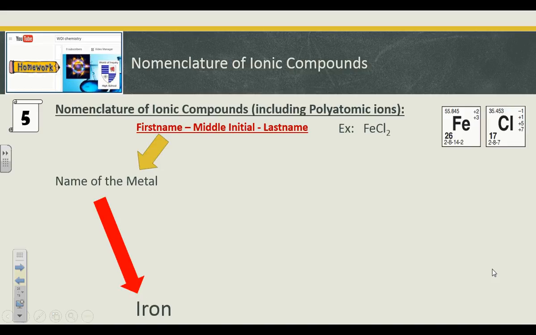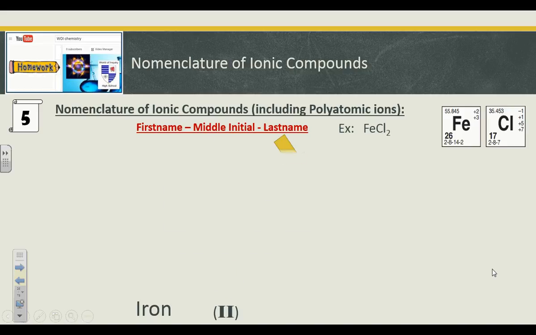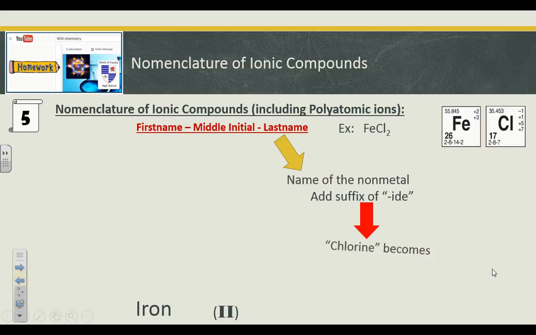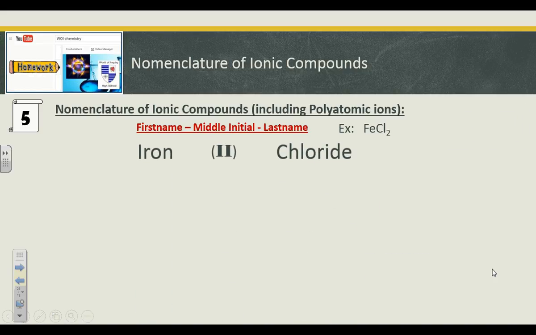So the first name is just the name of the metal. So Fe is iron. Middle initial, in this case, the Roman numeral is the charge, and it is +2, because that +2 is what's going to cancel out with that -2 for the chlorine. So I'll use the Roman numeral 2. Then the last name is going to be the name of the nonmetal, and then I add the suffix "ide." So chlorine becomes chloride. So when I put that all together, I have iron 2 chloride, which is a much different thing than iron 3 chloride. Okay, we got to be specific.